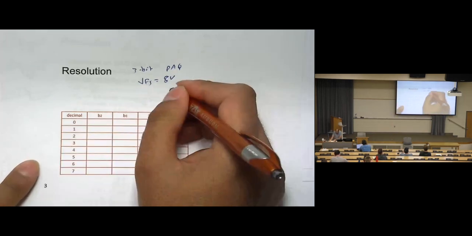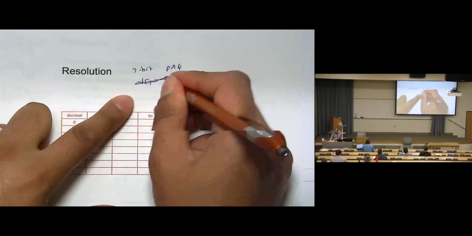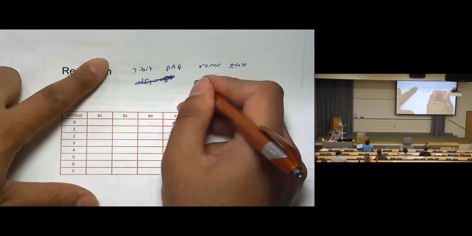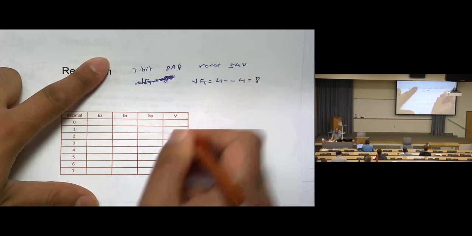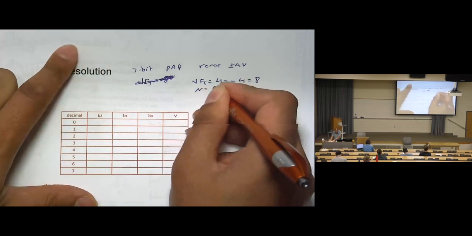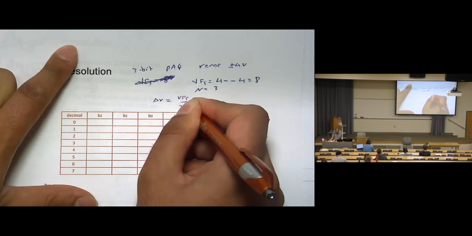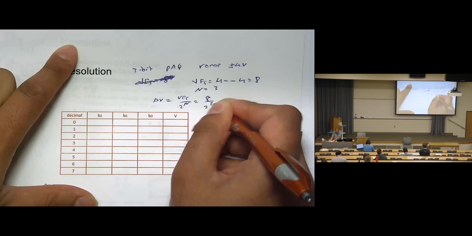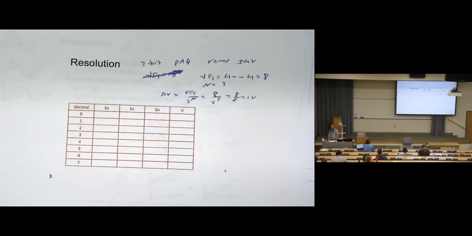So let me assume that the range is between plus minus 4 volts. So we can say that V full scale equals 4 minus (-4), which is 8. And the number of bits equals 3, therefore delta V equals V full scale over 2 power n, which is 8 over 2 power 3, which is 8 over 8, which is 1 volt. This means that my computer can detect only a 1 volt range.